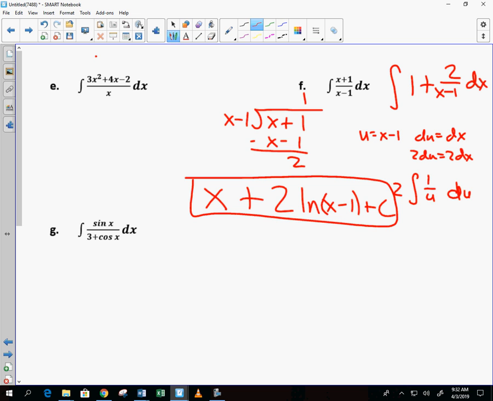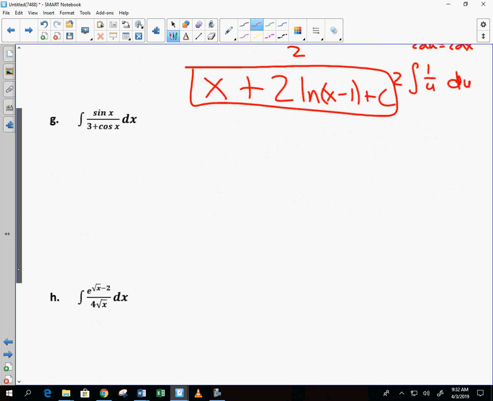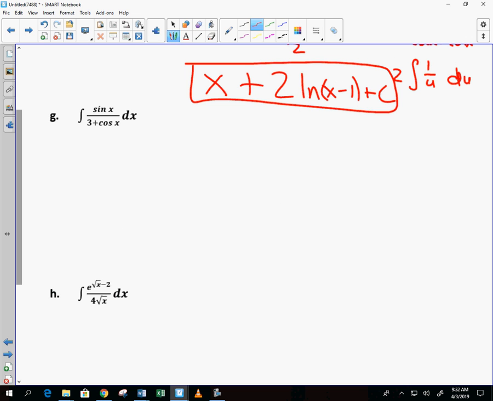Because I already did the 1. What's the answer of 1? X. So let's be done with that. So you can always take integrals and break them up using addition and subtraction. So I took care of the 1 first, set it aside, and I took care of the next piece. Okay. Ready for an easier problem?